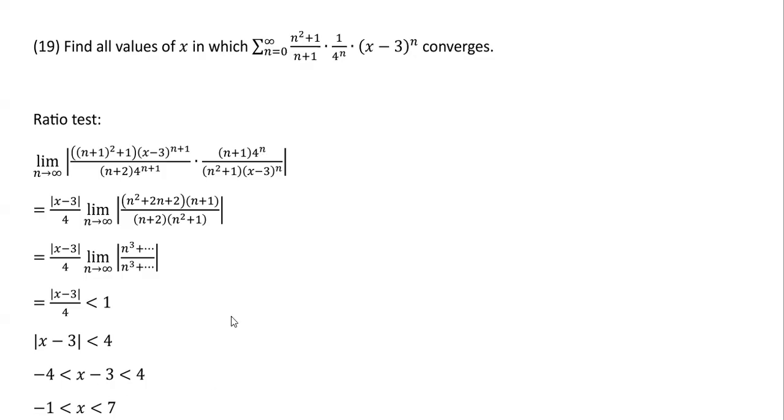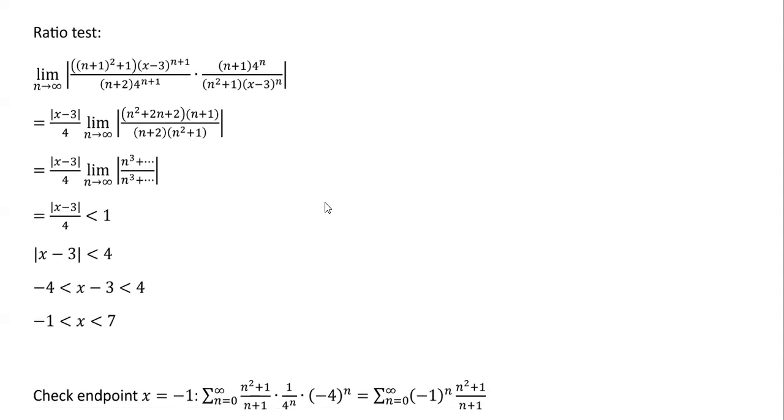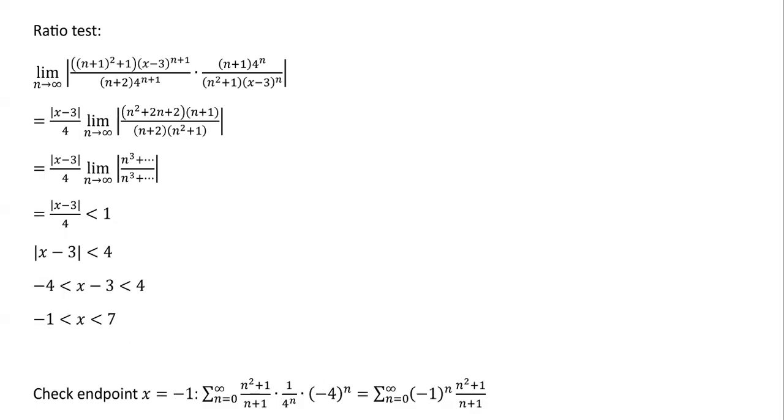So we check x is -1. We plug in -1 right here into x. What do we get? We get minus 4 to the n. So the 4 to the n's will cancel, but you have a changing sign still. And then we have this n squared plus 1 over n plus 1 from this term. Does the series converge? Does it diverge? Hopefully, you can immediately tell that it diverges by the test for divergence.